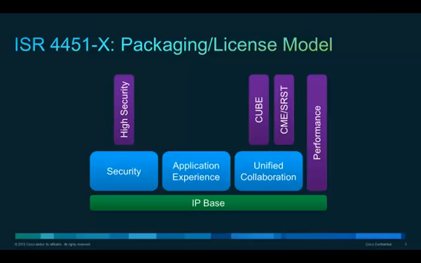On top of IP base, you get your three major, we call these technology package licenses, that being security, application experience, and unified collaboration. Same technology packages as on an ISR G2. And again, all of this is in just a single universal IOS image here. So all of the software is in the same image. You simply turn on this capability with a software-based license.